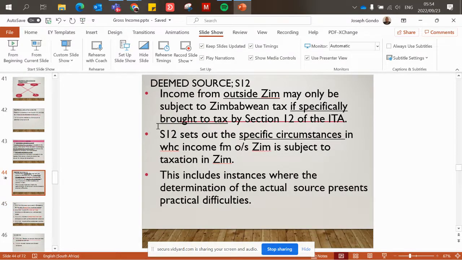Okay, deemed source, we normally want to examine on dividends, the foreign dividends. Foreign dividends, we say the source of dividends is where the share register is kept. So let's say you invested in a company that is in UK. So that's where the dividends are coming from. You received 100,000 as dividends. Is Zimra going to actually tax you? Yes, Zimra will tax you because those dividends are deemed to be from a source within Zimbabwe.